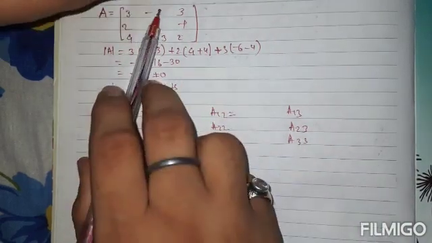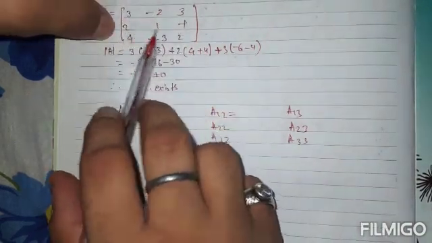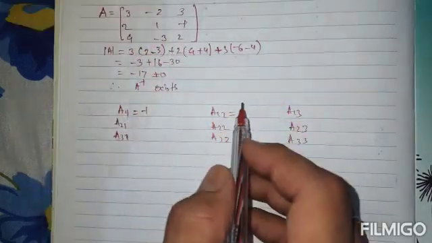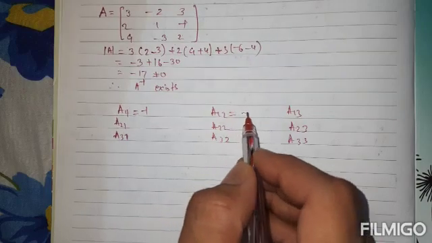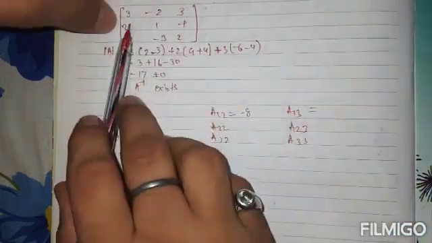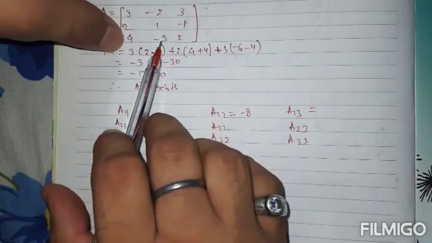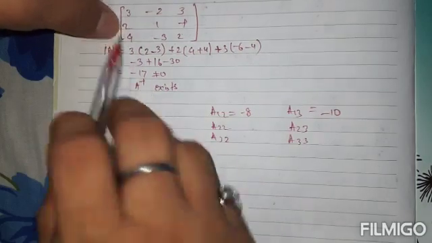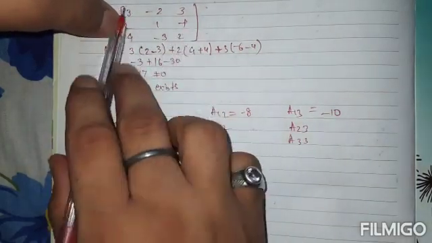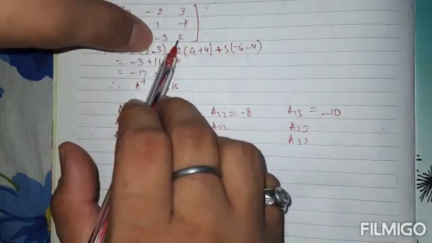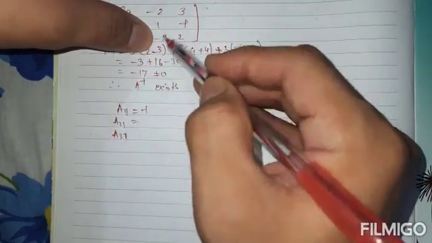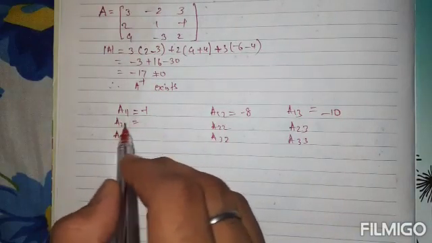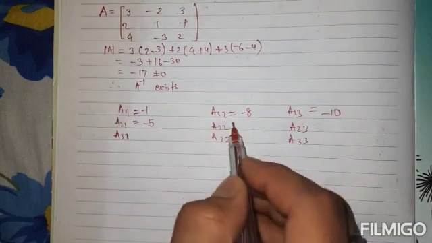Then A12, ignore the row and column of this one. So we have 4 minus 4, their product is minus 4. So it will become plus 8, but since this is an odd position, it will become minus 8. A13 means this one, ignoring them, we have minus 6 minus 4, that is minus 10. Then A21, for this element, ignore this row and column. So we have minus 4 minus, their product is minus 9, so minus 4 plus 9 will become plus 5, but since this is an odd position, it will become minus 5.